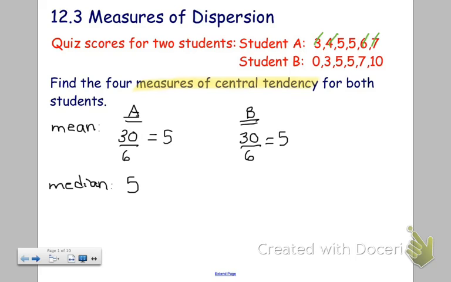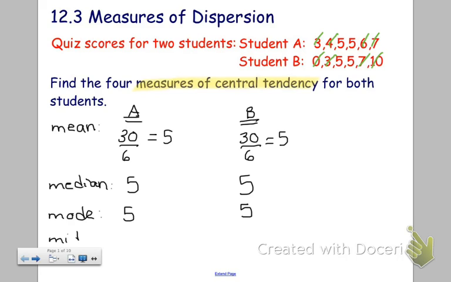Okay. Let's do the same thing for student B. I'm crossing off the 0 and the 10, the 3 and the 7, and I'm left with two middles, both 5, so my median for student B is also 5. Okay. Mode is next. That's the one that occurs most often. In both student A and student B, there is a mode of 5.